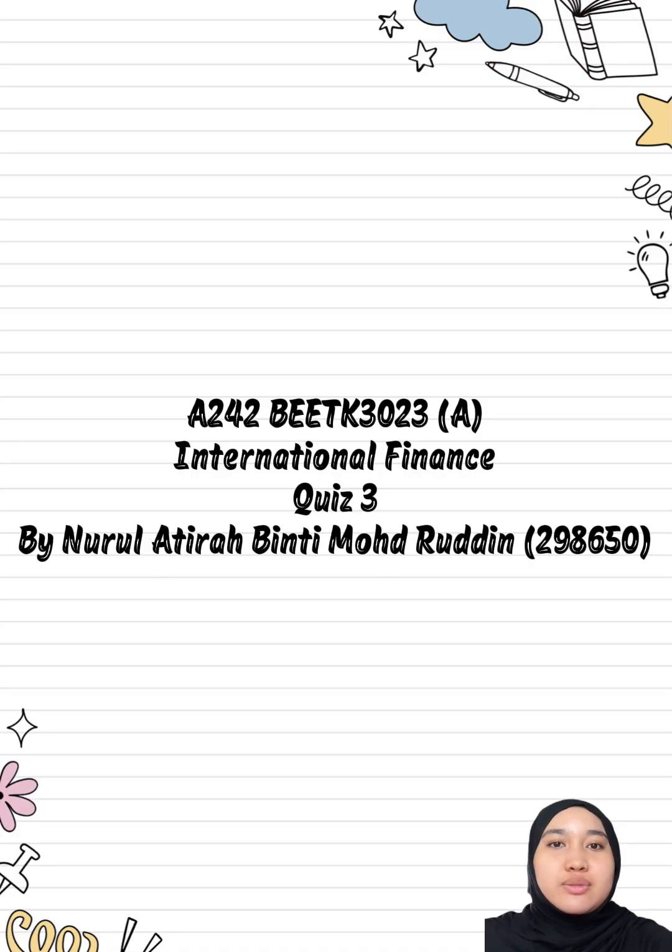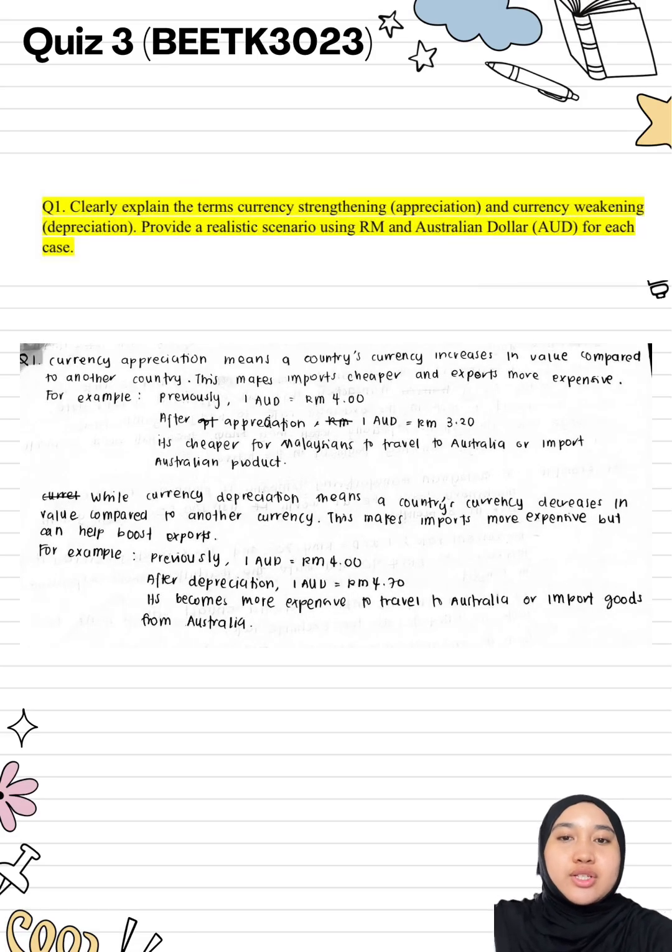So today I will explain about the answers I got in quiz 3 finance. For the first question, appreciation happens when the value of a currency increases compared to another. For example, if one Australian dollar used to be 3 ringgit 20 cent, but now it's only 2 ringgit 90 cent, the Malaysian ringgit has appreciated.